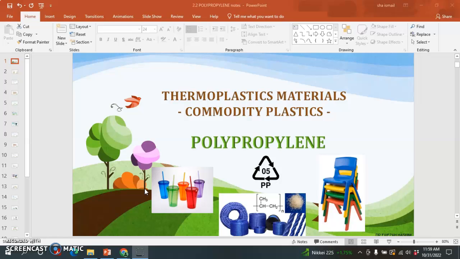Okay, for this lesson, we will cover types of commodity plastic, which is polypropylene. Given in this slide is the structure for PP containing CH2, and the special feature of PP is that it contains a methyl side group. And the PP recycling number is number 5. Okay, next slide.